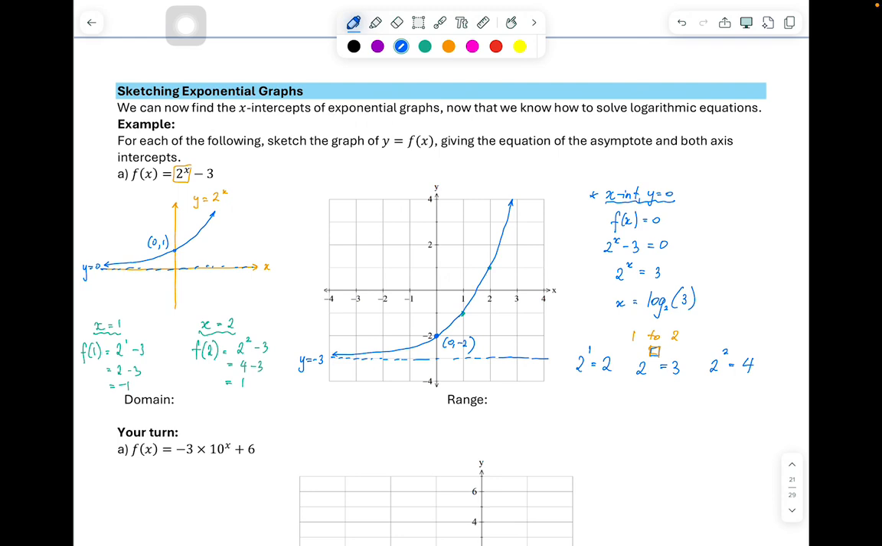We don't need to label those two dots if you don't want to, because you only need to label 2. The x-intercept and the y-intercept will take priority.